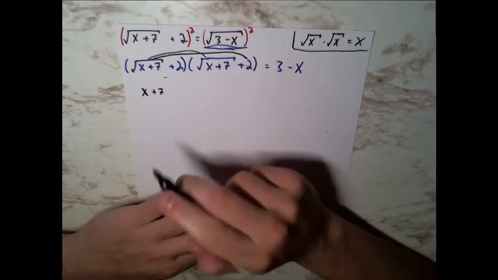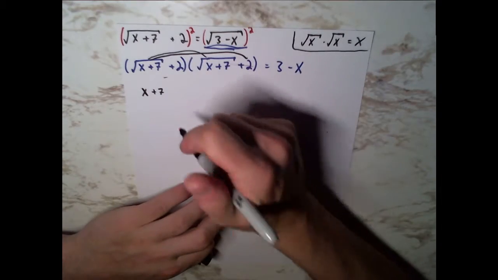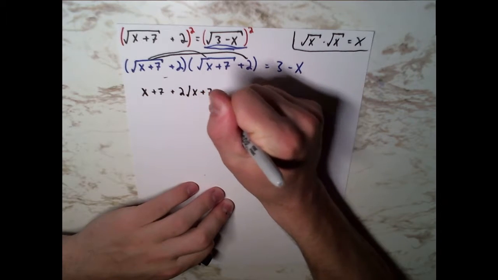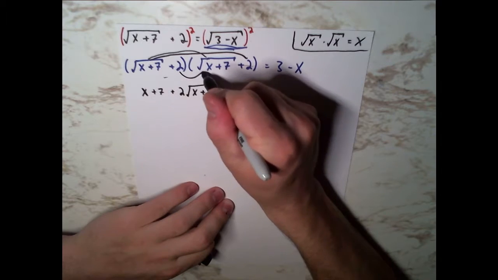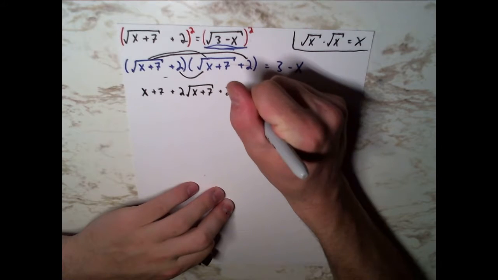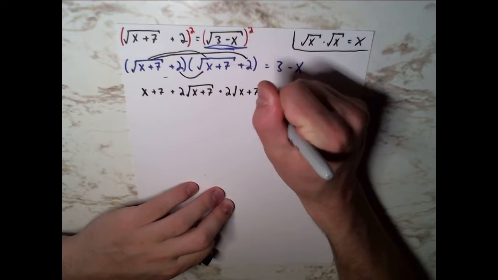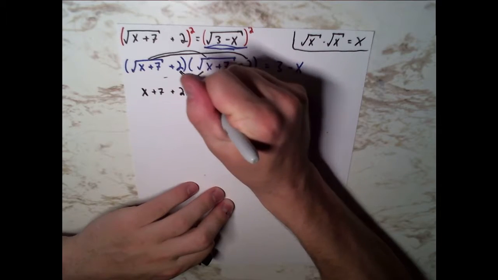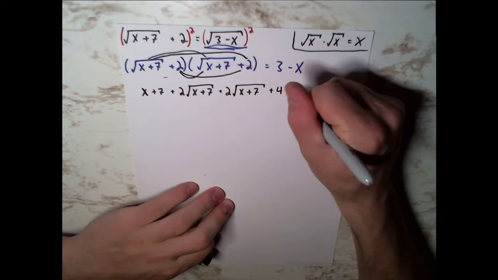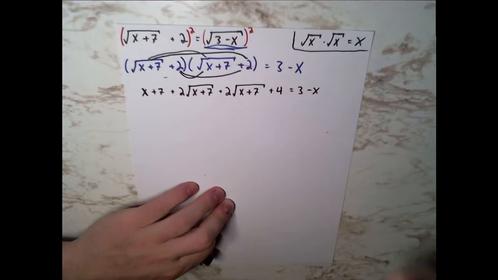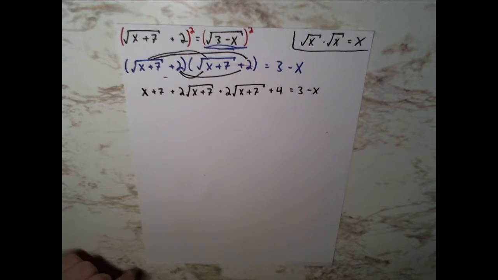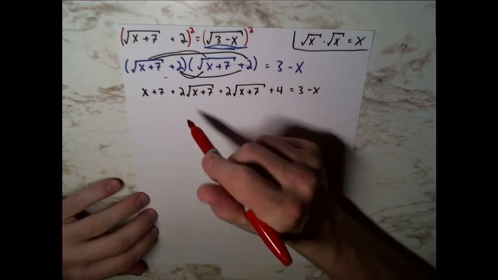Now our outside term is root x plus 7 times 2, so that's plus 2 times root x plus 7. Now our inside term is 2 times root x plus 7 again. And now our last term is 2 times 2, so that's 4. And all of that's equal to 3 minus x. So we pretty much expanded this out, and now we're going to simplify a little bit more.